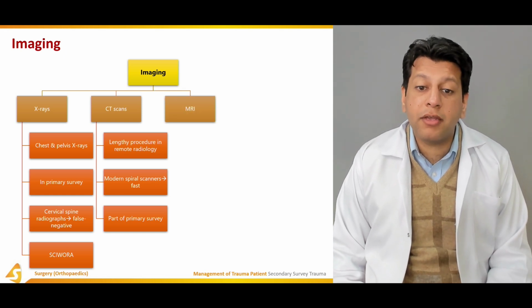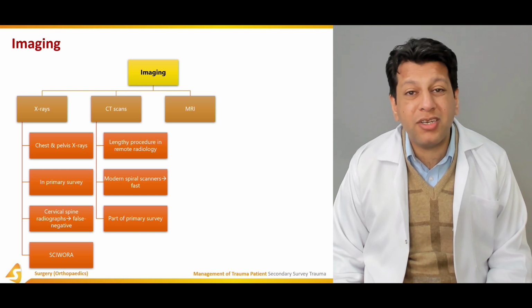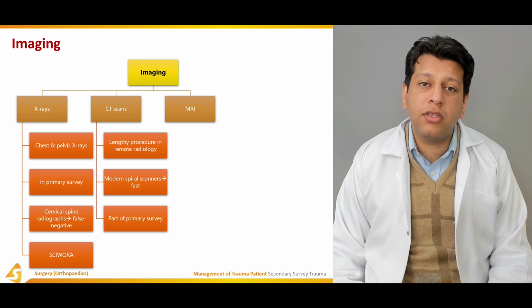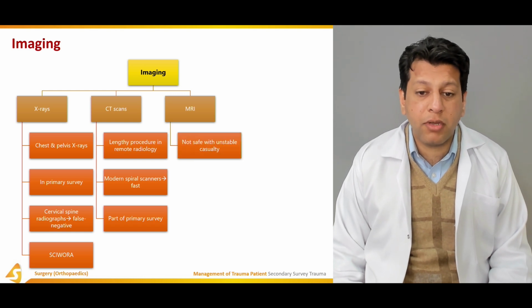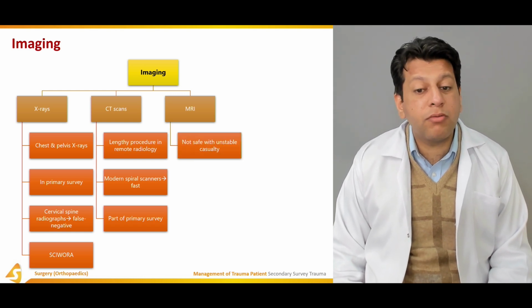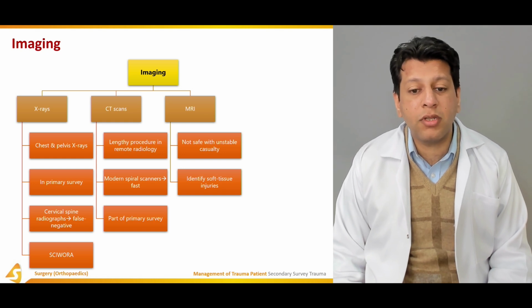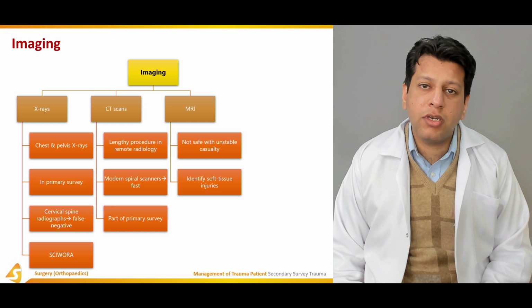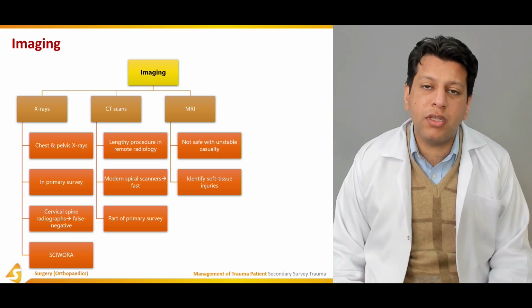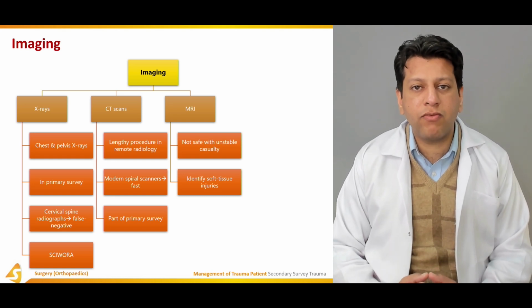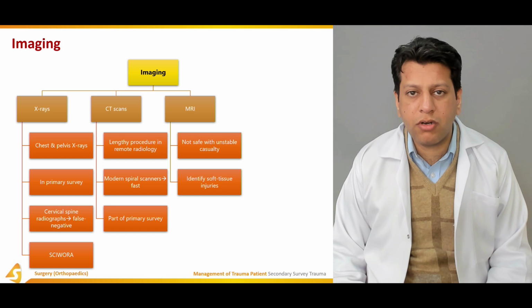Now coming to the MRI. MRI may be used as an adjunct, but only once we know that the pathology is such that we would eventually require the MRI. It is not for unstable patients, and it helps identify the soft tissue injuries as well. Usually MRI is only indicated once we know that we need MRI, for example, spinal cord entrapment or spinal cord injury, and we have ruled out other causes of the spinal cord injury as well.